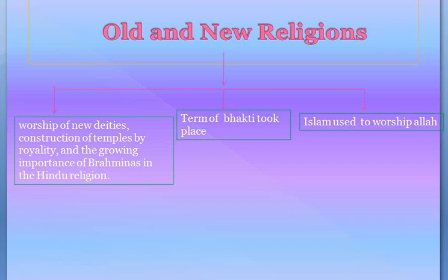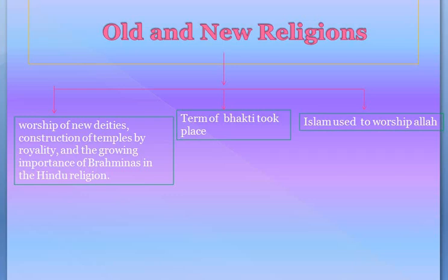Now we are going towards change number 2, which is old and new religion. Religion was often closely associated with the social and economic organization of local communities. It was during this period that important changes occurred in religion. It included the worship of new deities, construction of temples by royalty, and the growing importance of Brahmins in the Hindu religion. And do you know, the Hindu religion worships more than 33 crore gods and goddesses. And the knowledge of Sanskrit helped Brahmins to earn respect.